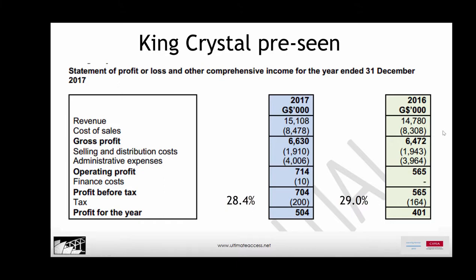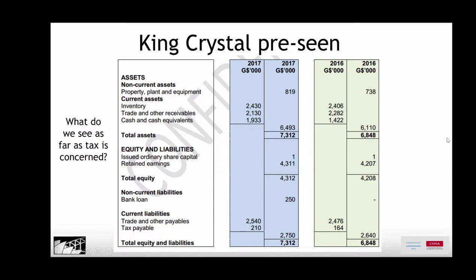So here's a little bit of information about King Crystal, and we can see from here that in 2017 their tax has been calculated as 28.4%, whereas in 2016 it was 29%, which is interesting because we can know that those figures are obviously tax divided by the accounting profit. It gives us an idea that the taxation profit must have been different in order for us to be able to have something other than 30%.